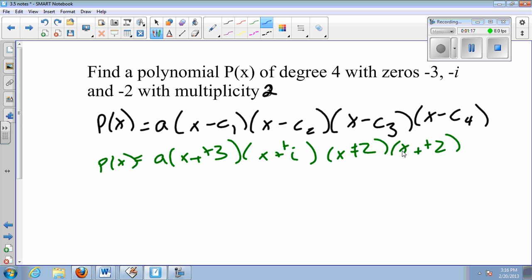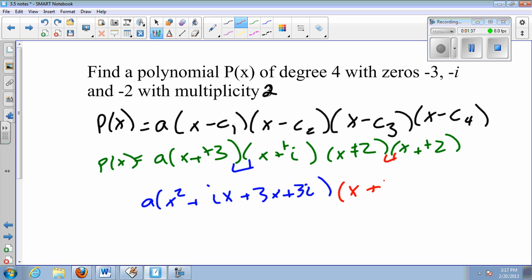And we need to FOIL. So we're going to FOIL the first two binomials together. x squared plus ix plus 3x plus 3i. FOIL the second two together. x squared plus 4x plus 4. And now we need to multiply all of this out, which is a lot of work. So we're just going to leave it like this.